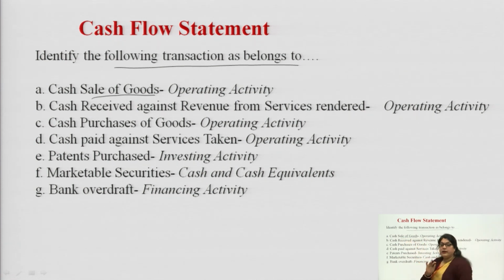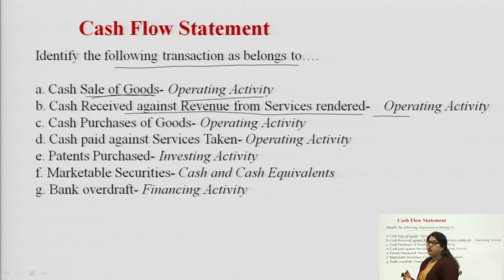Think about it rather than seeing the answer. Once you are selling the commodities, it is your operating activity. What we are doing is manufacturing and then selling the goods. Once the goods are sold, it is known as an operating activity. Cash received from revenue from services rendered is also an operating activity. Maybe you are dealing in services, maybe you are dealing in goods. If you are manufacturing goods and providing services, whatever cash you receive will be your operating activities.